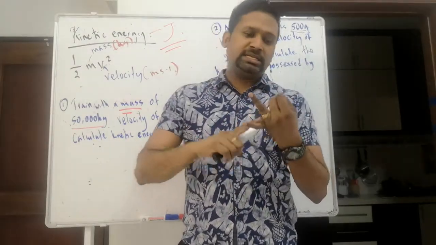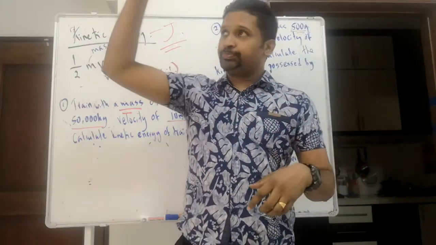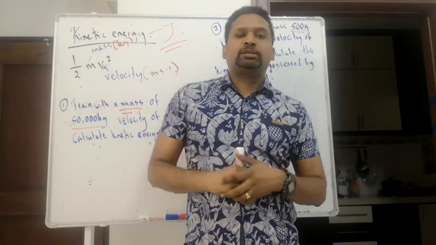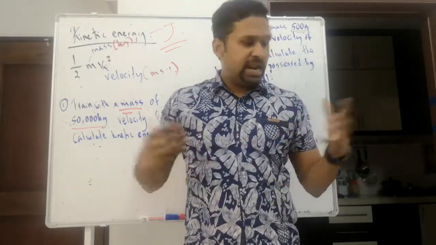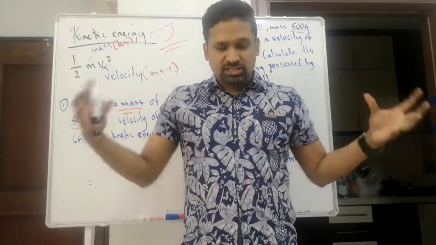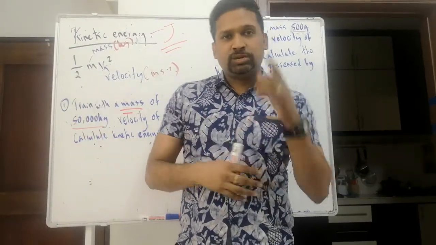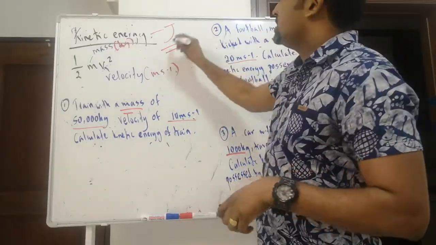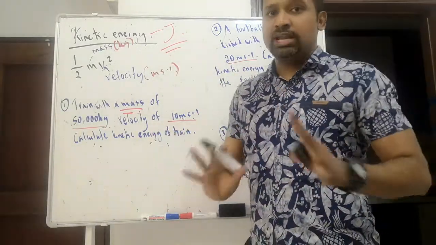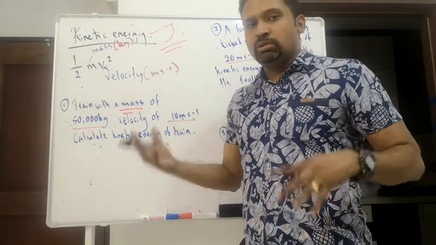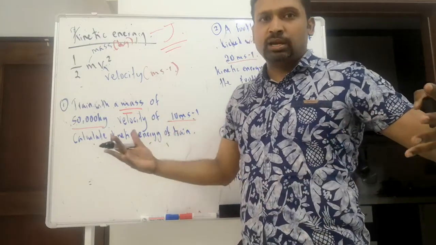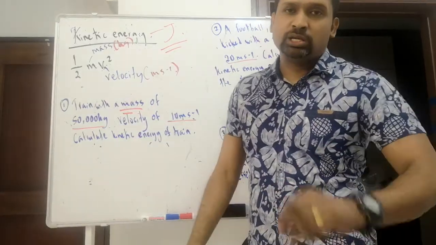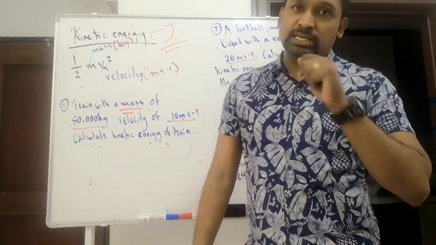3 formulas. One is the gravitational potential energy, mgh. Then the elastic potential energy: anything that is compressed or stretched has elastic potential energy. Then the third one is the kinetic energy. The unit for energy would be joule. That's all. So energy means joule. Don't worry about meters, seconds, kilometers per second, or mass in kg. Just put it as joule there. So that's the easy part, guys.